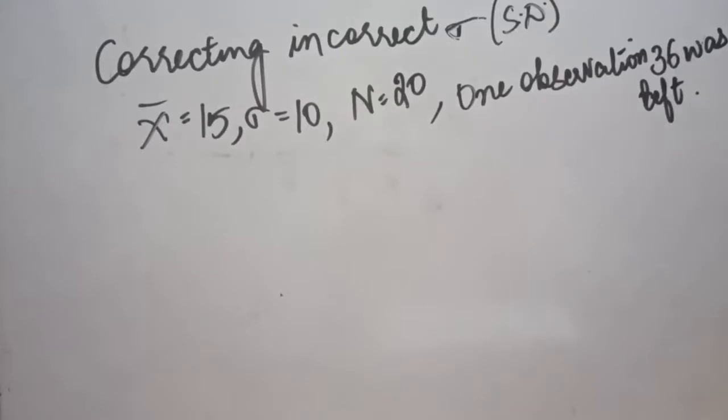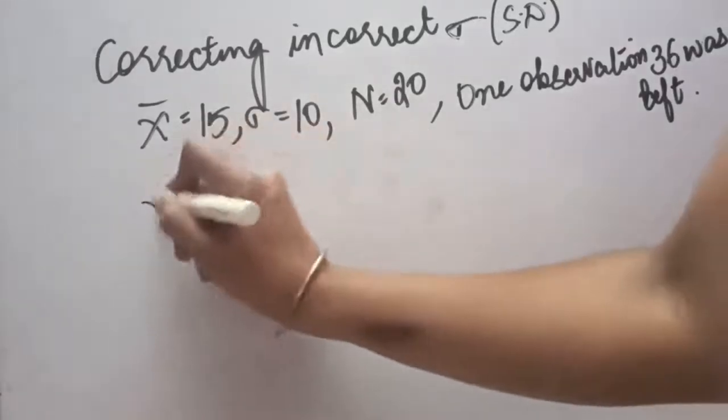Now suppose this is the information given to us. Mean is 15, standard deviation is 10, number is 20, and one observation, which was 36, has been left out. Or in some question it may be given that an item has been wrongly entered. For example, one observation 36 was written as 63. Questions like this can be there, so you have to calculate the correct standard deviation here. So let us now apply the procedure.